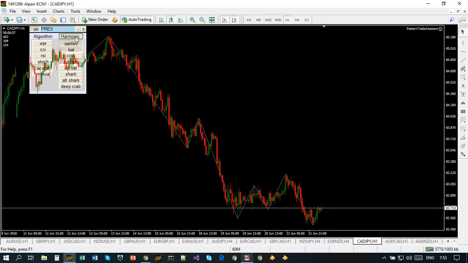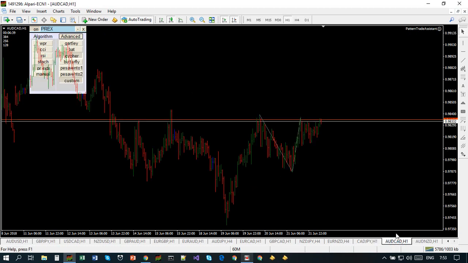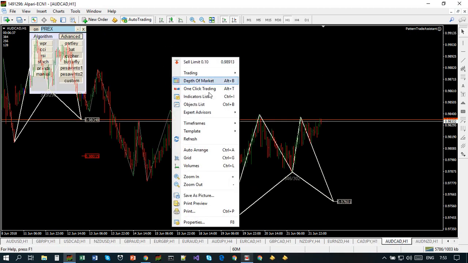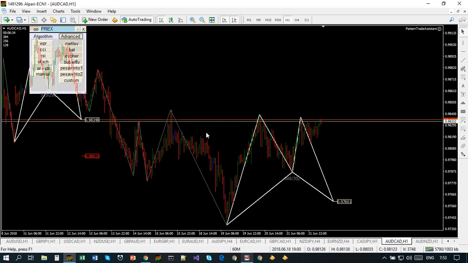Canadian 1-hour advanced patterns. Nothing, and harmonic patterns. Nothing. Very simple analysis routine. Aussie Canadian. Apply the template, default.